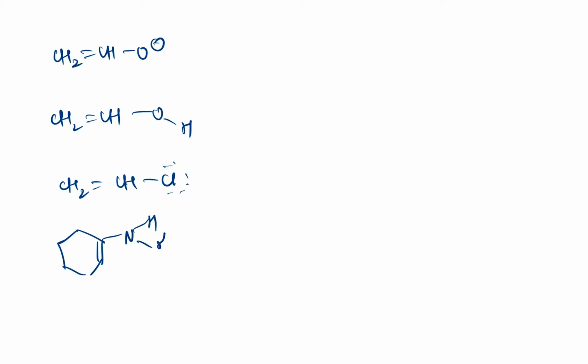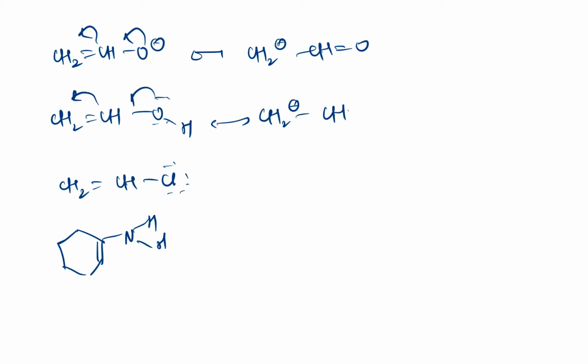N H and H. So it will go here, it will go here. So it will form CH2 negative CH double bond O. It will have a lone pair, it will go here, it will go here. CH2 negative CH double bond OH positive. It will go here, it will go.